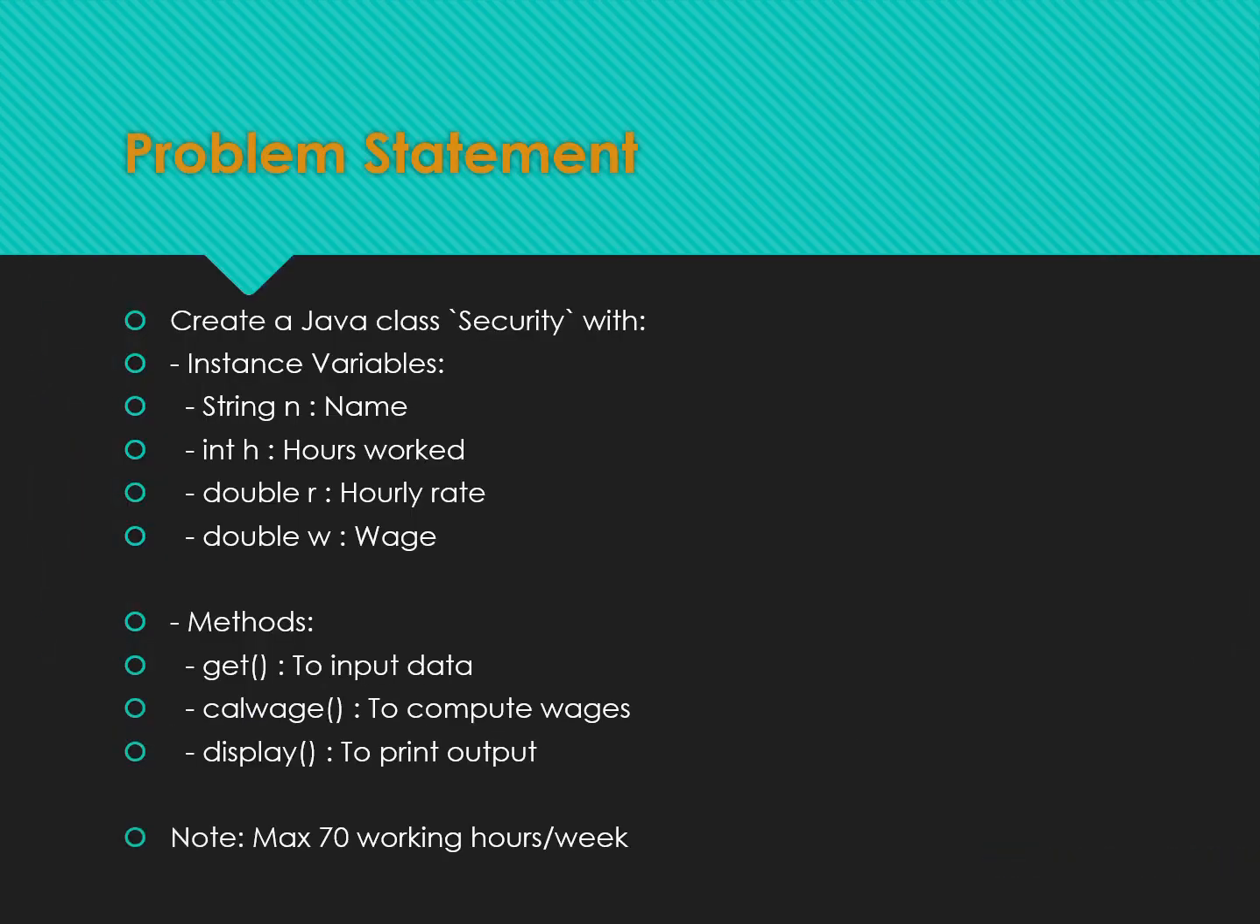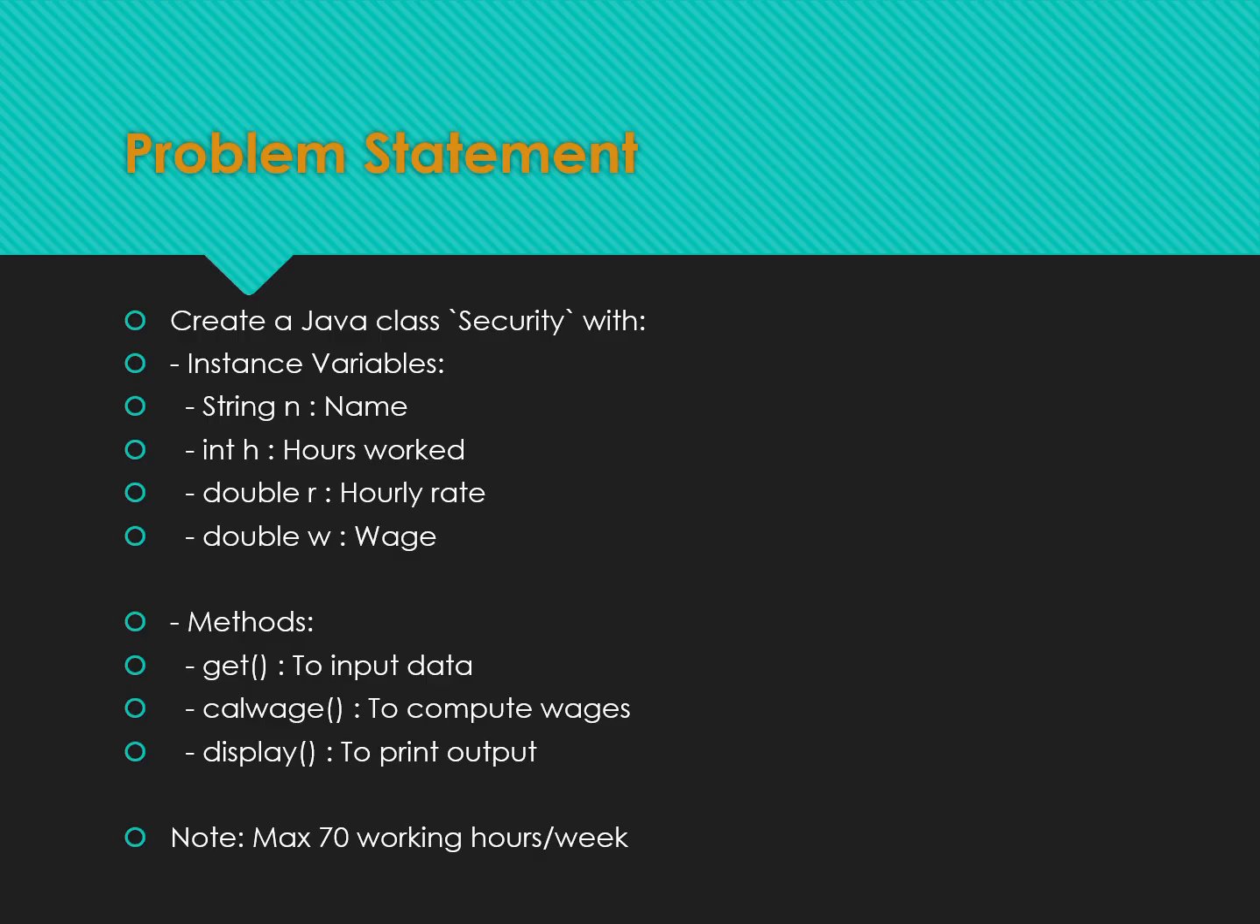In this program, we're asked to create a Java class named Security, which simulates the process of calculating wages for a security guard based on the number of hours worked. The class must contain 4 instance variables. n is a string variable used to store the name of the employee. h is an integer that keeps track of the total number of hours worked in a week. r is a double that holds the hourly wage rate. w, also a double, will store the total wages calculated based on the given logic.